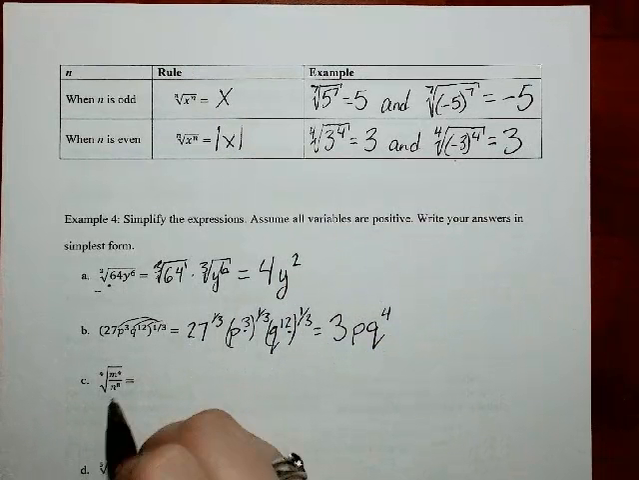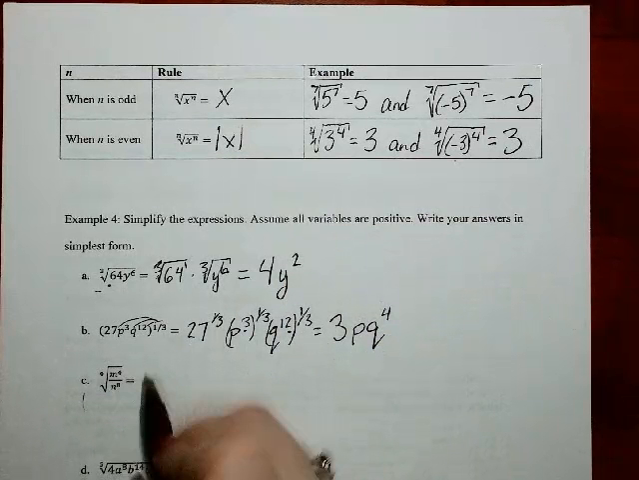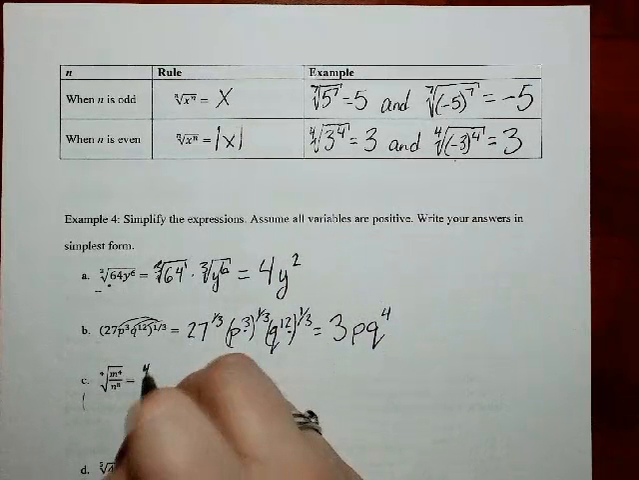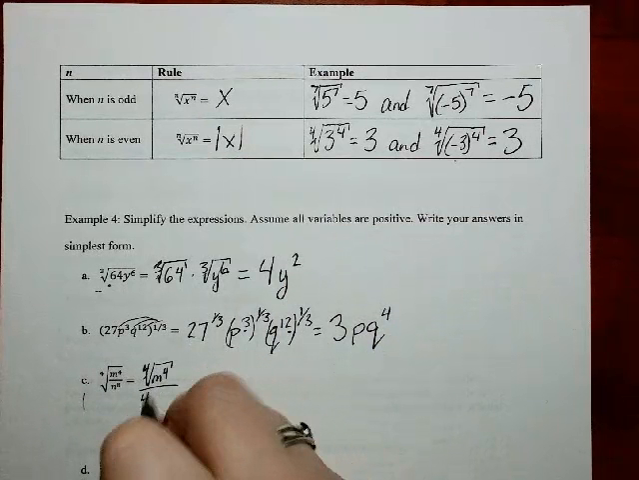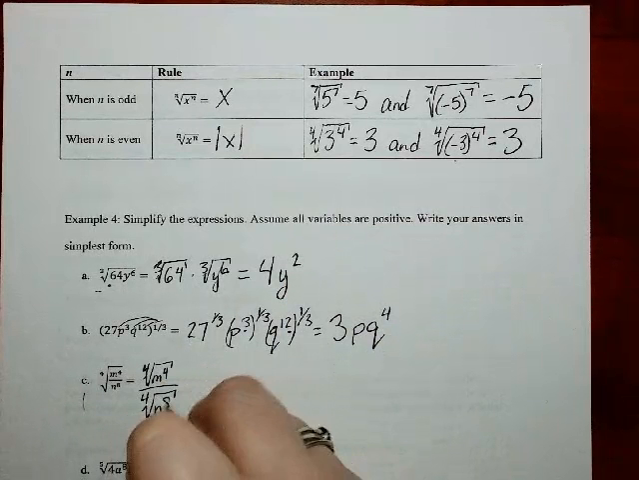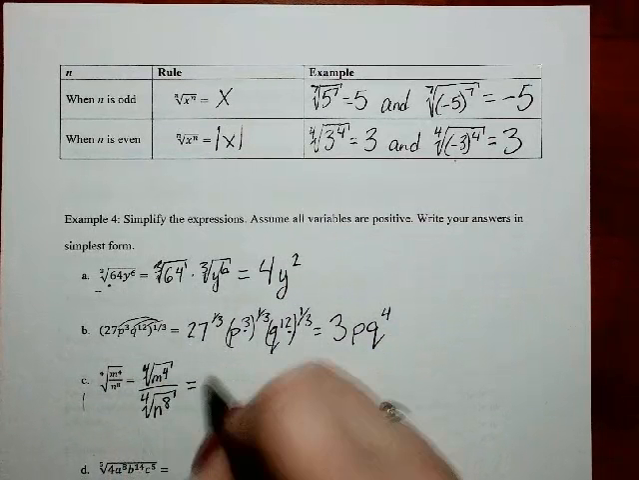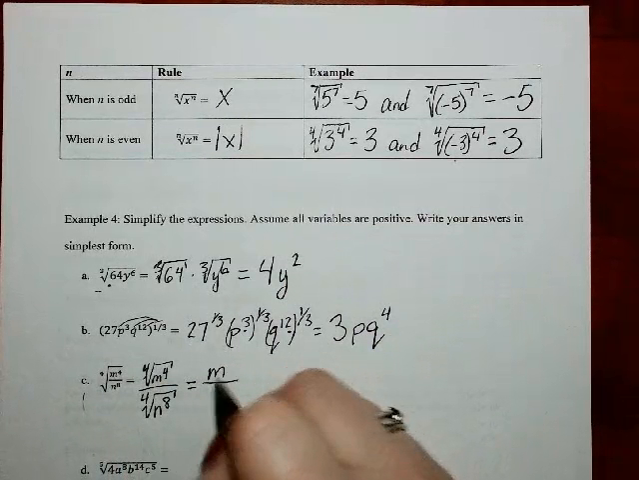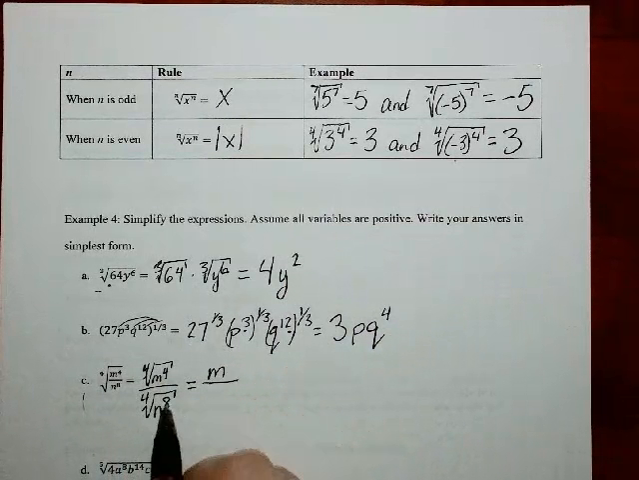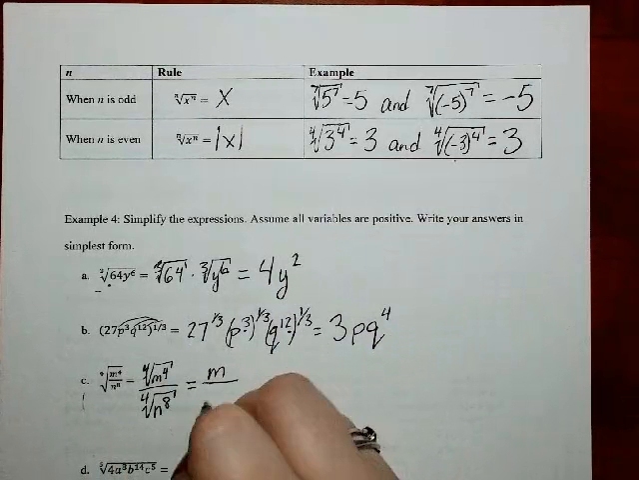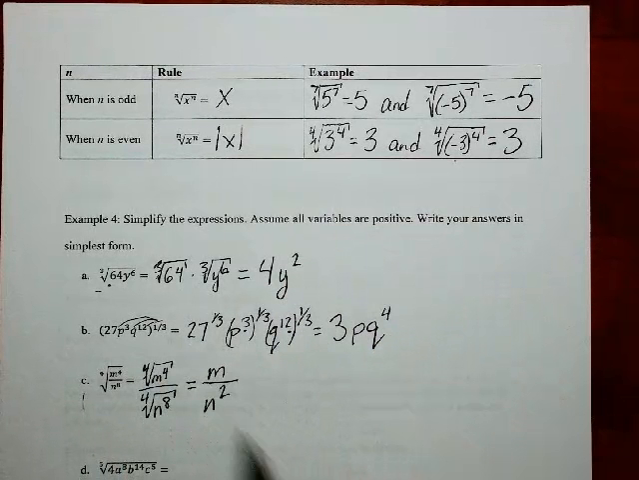Here we have a radical of a quotient, so we can rewrite that as the 4th root of m to the 4th over the 4th root of n to the 8th. Again, we divide our exponent by our index, so 4 divided by 4 is just 1, so we just get m. 8 divided by 4 is 2, so we get m over n squared.